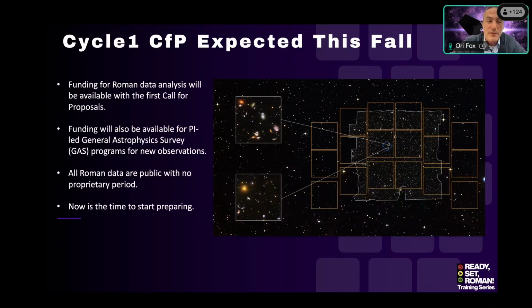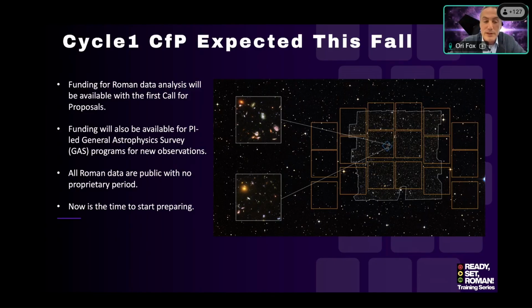First things first, the call for proposals is expected this fall. Funding will be available for data analysis. That means not just new observations, but data analysis of existing observations that we're going to be talking about today from the core community and community-defined surveys. Funding will also be available for PI-led general astrophysics survey programs for new observations.